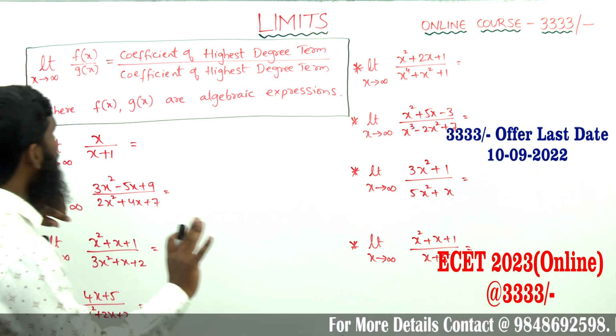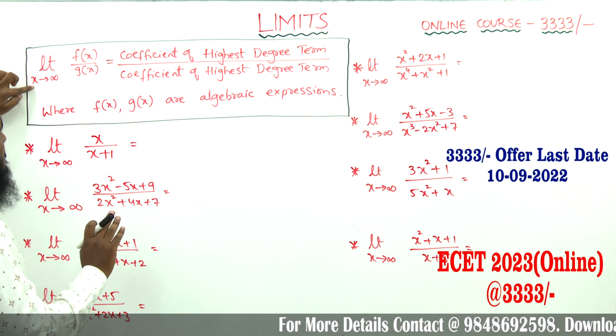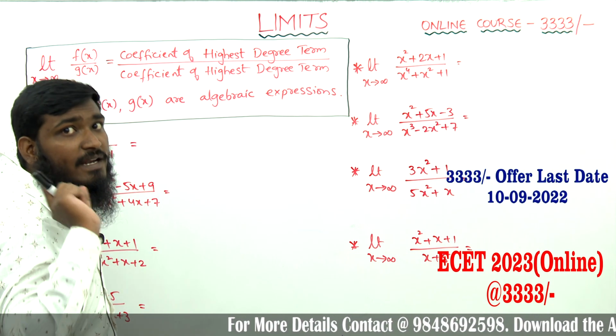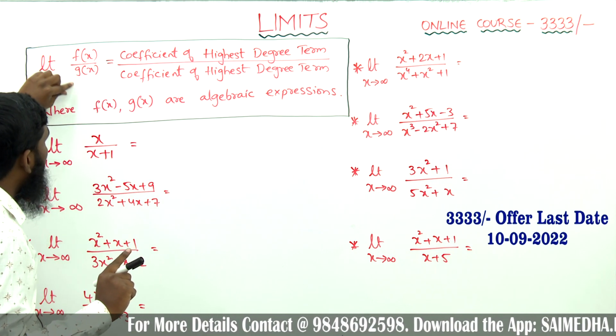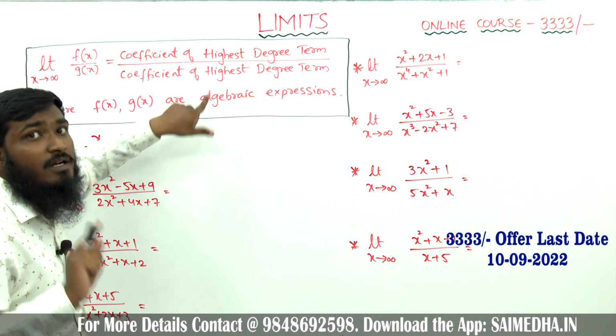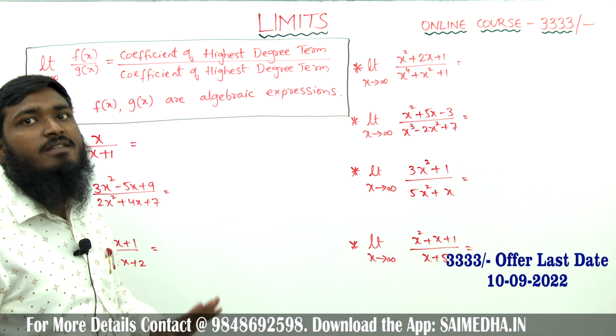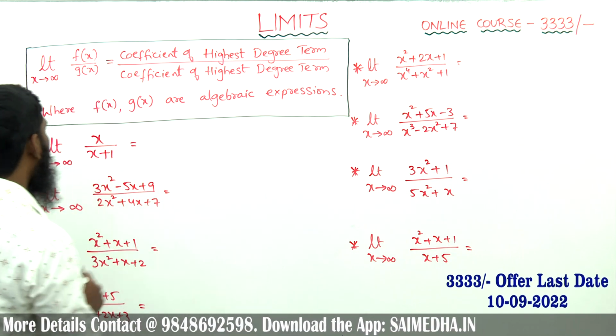But what is the condition? Limits should be x tending to infinity. Whenever we have x tending to infinity and f of x divided by g of x, where f of x and g of x are algebraic, then only we can apply this shortcut. Understood? Now let us see these questions.